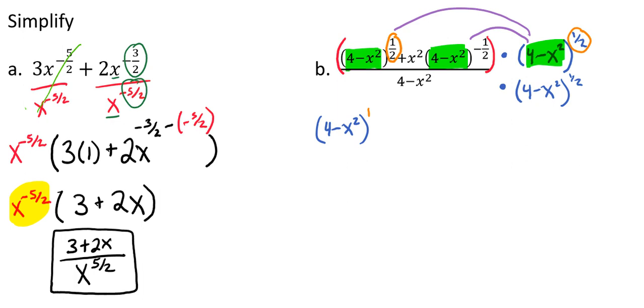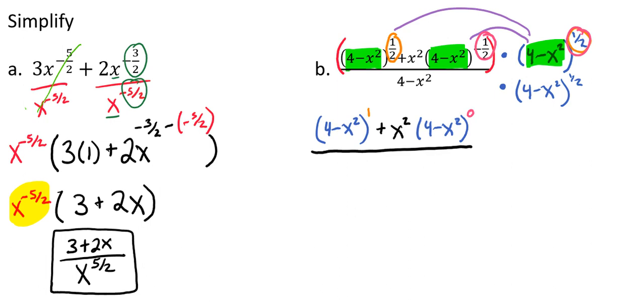So now we also have our plus sign and then our x squared. Then we've got our 4 minus x squared again. And this time, we're going to add our negative 1/2 and our positive 1/2, and we're going to see that that's going to give us an exponent of 0. Now we're not done. We still have to write our denominator.